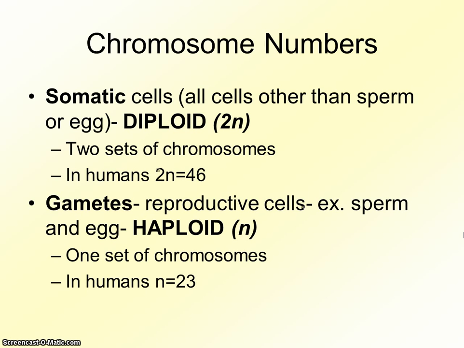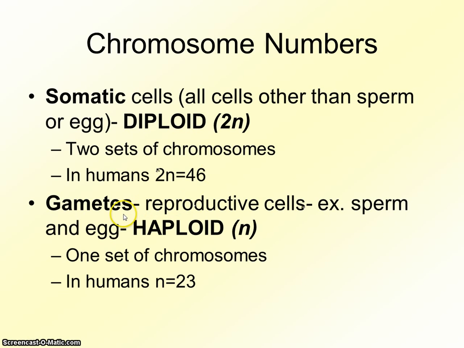All of our somatic cells are diploid, which means they have 2 sets of chromosomes in them. Diploid means it has 2 sets of chromosomes inside the nucleus of the cell. So all of our cells are diploid, which means we have 46 total chromosomes, 1 set from each parent.